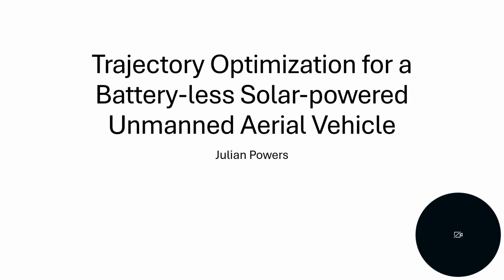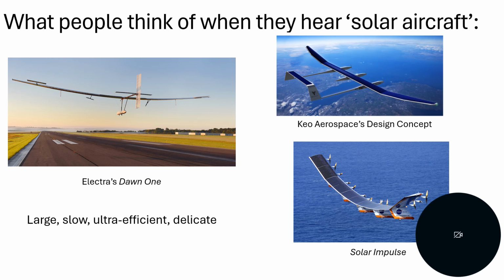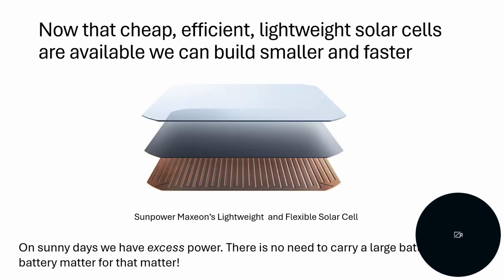This is trajectory optimization for a batteryless solar-powered unmanned aerial vehicle. The prototypical solar aircraft that people tend to think of are these large, slow, kind of ultra-efficient, super delicate aircraft like you see in these three images. However, with the proliferation of cheap, efficient, lightweight solar cells, we can now build much smaller and faster designs.